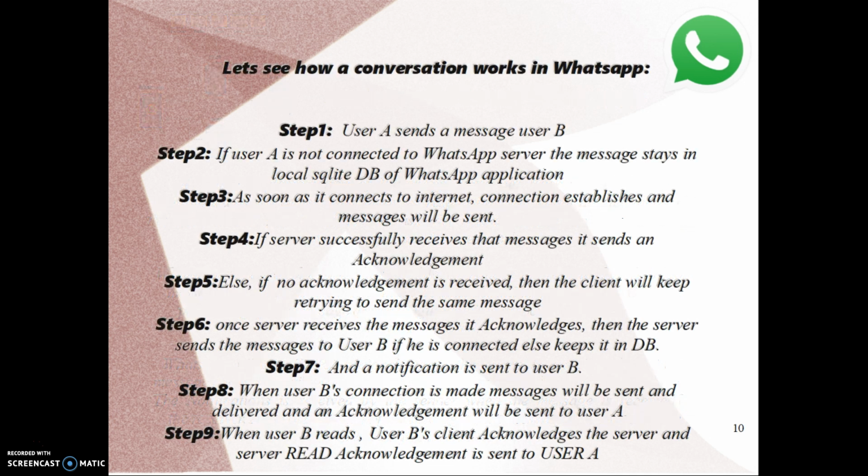Let's see how conversation works in WhatsApp. First, user A sends a message to user B. If user A is not connected to the WhatsApp server, the message stays in the local SQLite database of the WhatsApp application. As soon as it connects to the internet, the connection is established and the messages will be sent. If the server successfully receives the messages, it sends an acknowledgement. Else, if no acknowledgement is received, then the client will keep retrying to send the same message. Once the server receives the messages, it acknowledges.